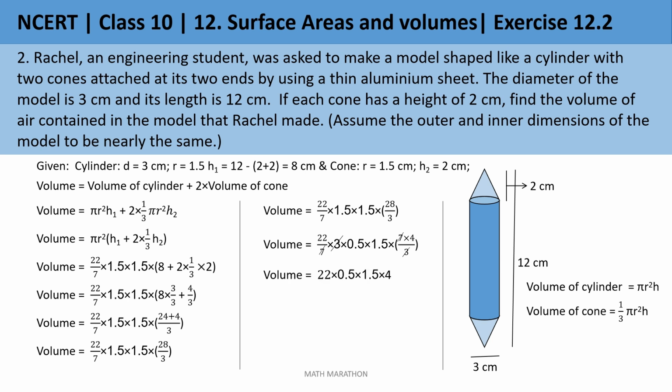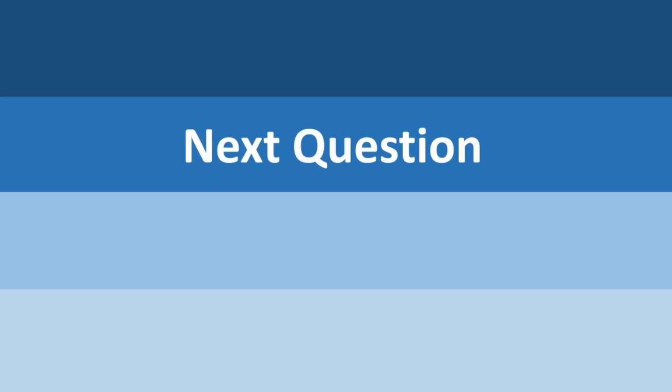Volume is equal to 22 multiplied by 0.5 multiplied by 1.5 multiplied by 4. 22 multiplied by 0.5 is 11. Volume is equal to 11 multiplied by 1.5 multiplied by 4. 1.5 multiplied by 4 is 6. Volume is equal to 11 multiplied by 6. Volume is equal to 66 centimeter cube. Let us see next question.